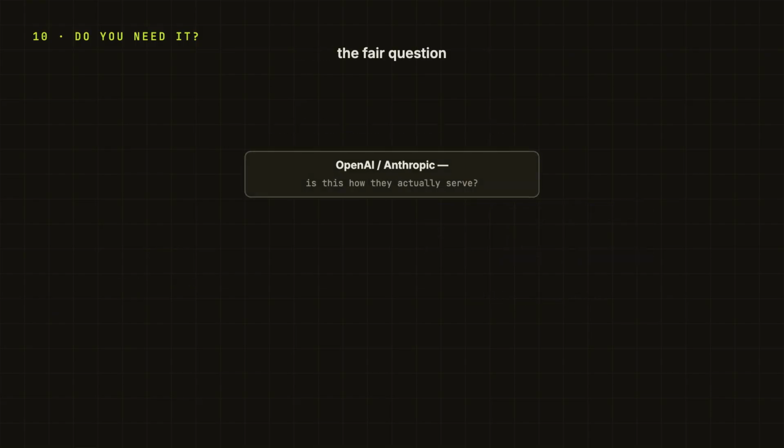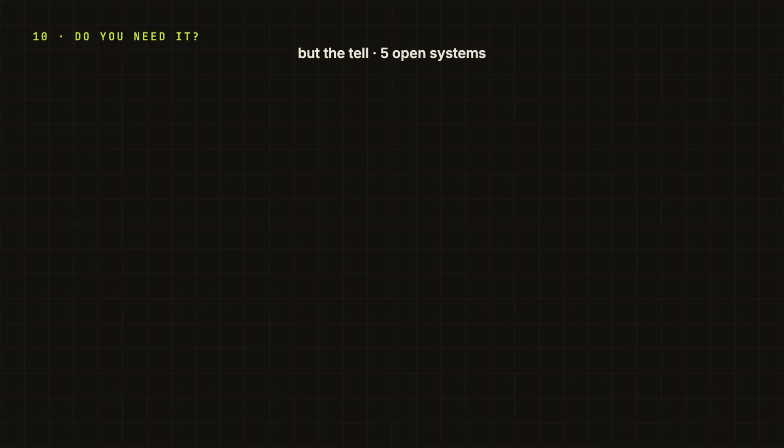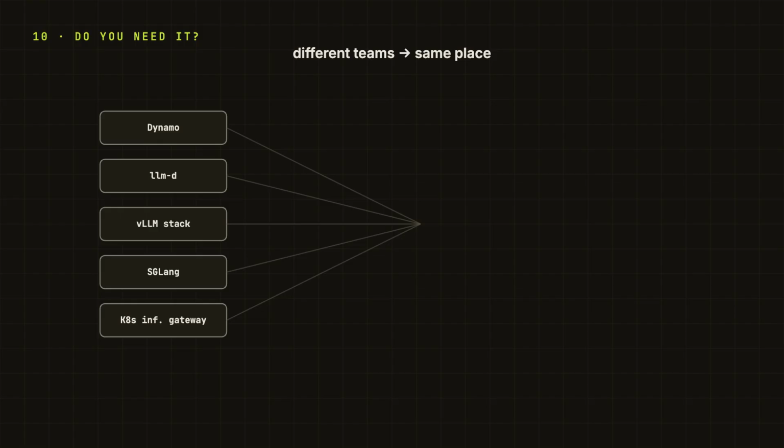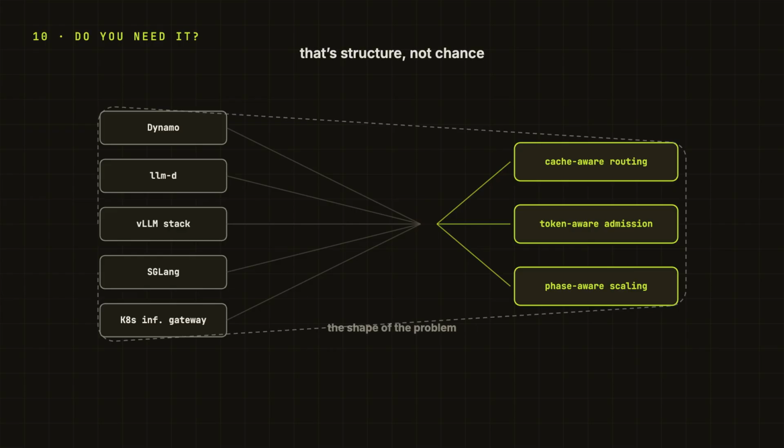And one more honest note, because the fair question is, okay, but is this how OpenAI or Anthropic actually serve their models? And the truthful answer is we don't know their exact stacks. And I'm not going to pretend to. But here is the tell. The open systems, NVIDIA's Dynamo, llm-d, the vLLM stack, SGLang, the Kubernetes inference gateway, all built by different teams, independently landed on the same three ideas: cache-aware routing, token-aware admission, phase-aware scaling. And when everyone building at this scale grows the same exact organs, that's not a coincidence. That's the shape of the problem. And it's the real evidence for everything we just drew.